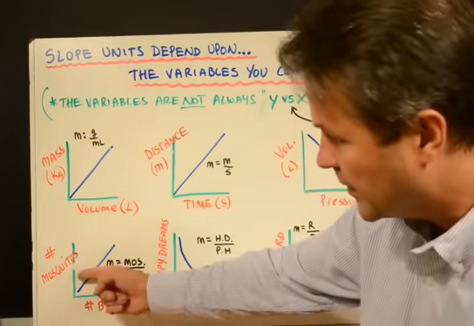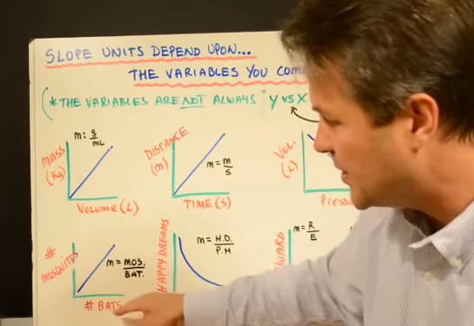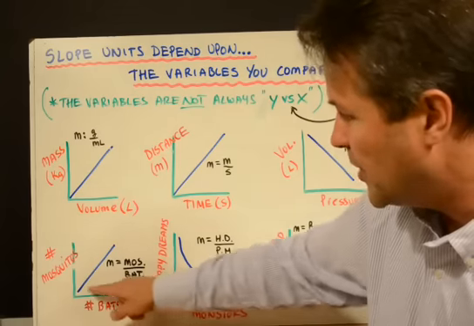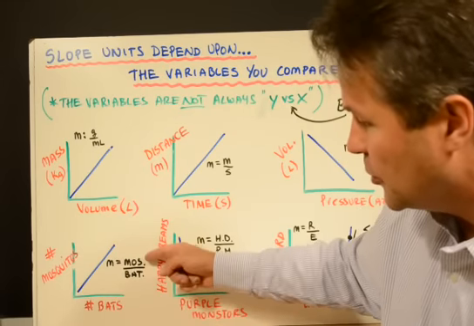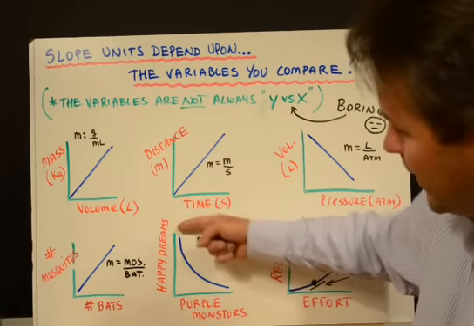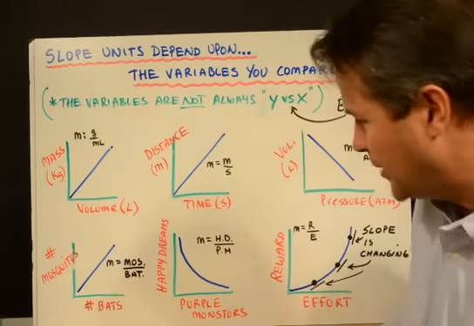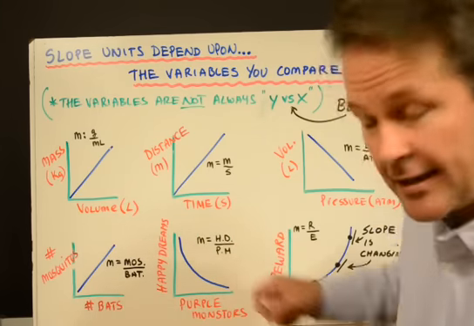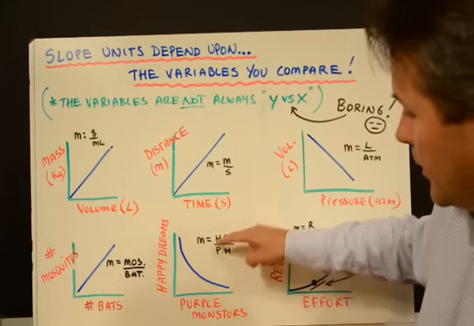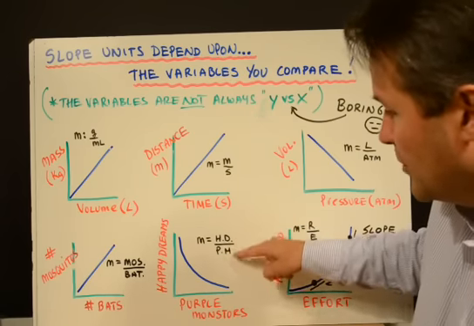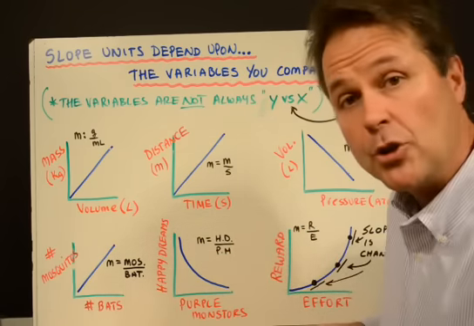Here we have a study, number of mosquitoes versus number of bats. So the slope would be positive, and the slope units would be mosquitoes per bat. And here we have happy dreams versus purple monsters. It looks like we have a decrease here, an exponential decrease, or an inverse relationship also. Happy dreams over purple monsters would be the slope units.